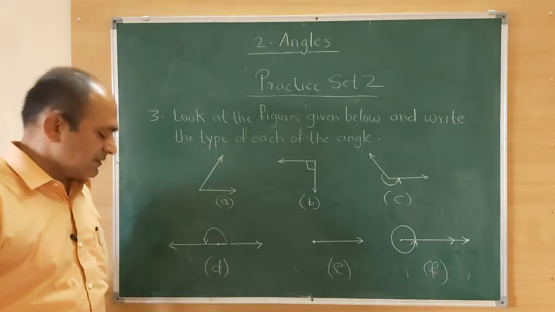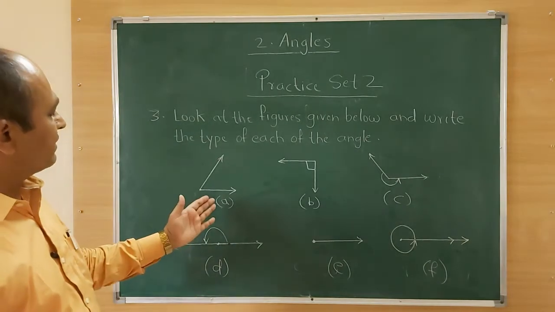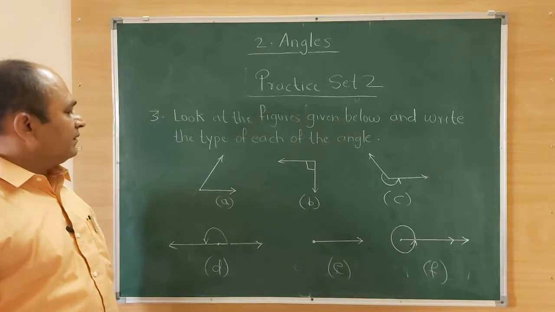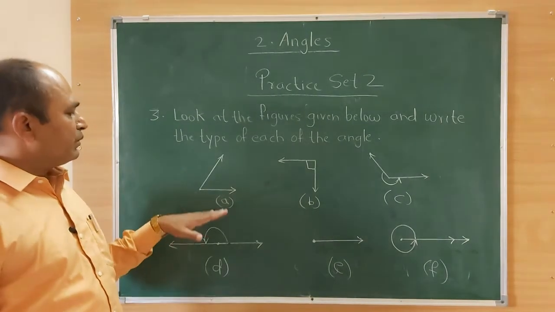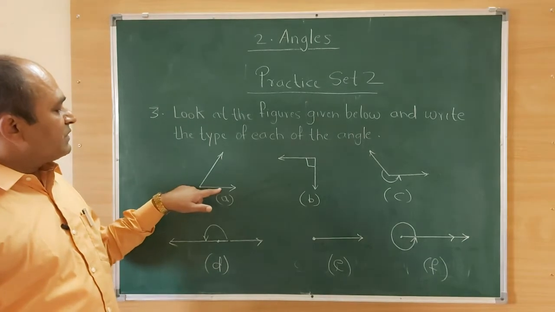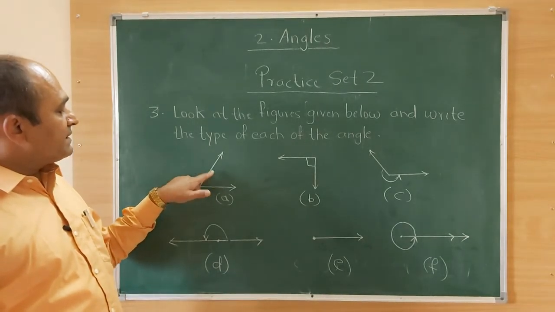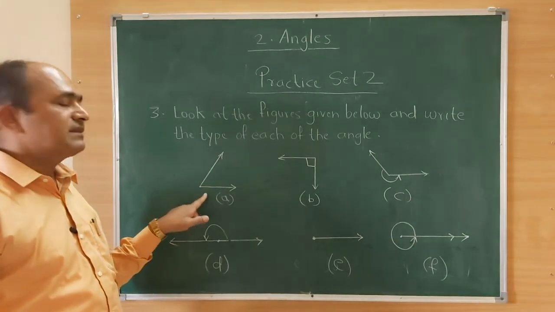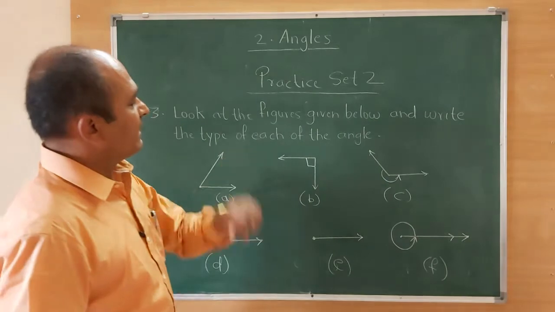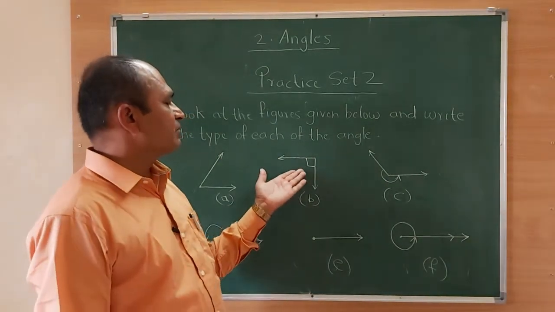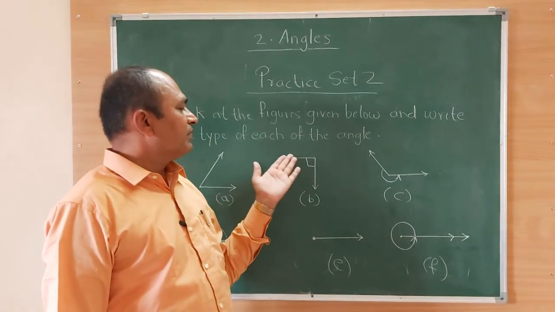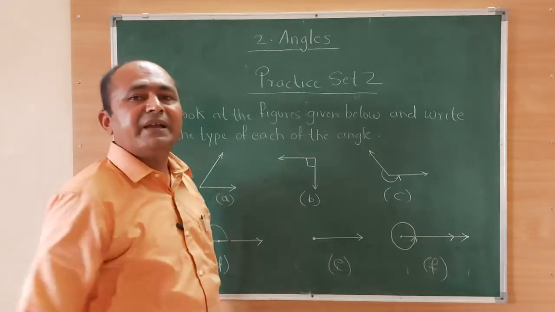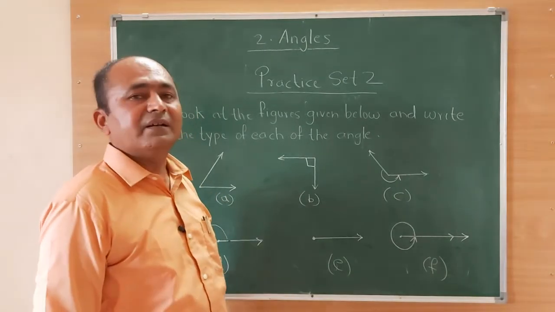Now children, let's discuss this first figure. In figure A, one angle is given. Can you tell me, is it more than 90 degree? No. So this angle is greater than 0 degree but less than 90 degrees. So this is an acute angle. Second figure. Now the figure itself shows that between these two arms, the measure is 90 degree. So this is a right angle.